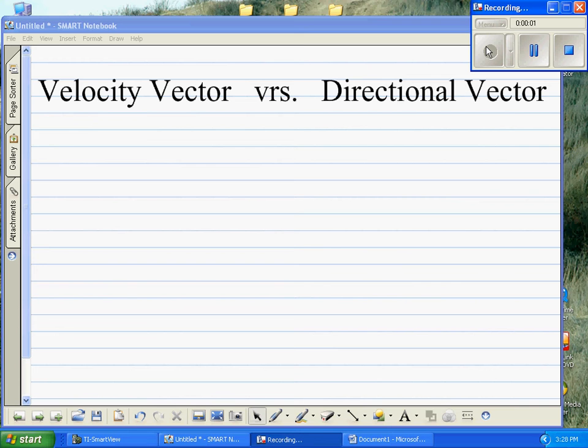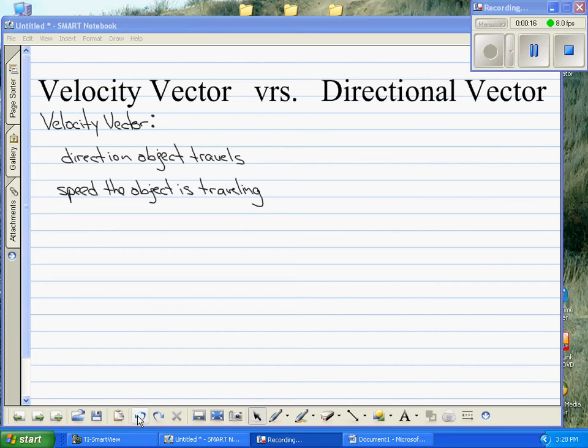The velocity vector versus the directional vector. How these two vectors differ is a little bit confusing, so let's first define both of them. The velocity vector gives me two things. It gives me the direction an object travels, and it also gives me the speed the object is traveling. A directional vector gives me the direction the object travels, and that's it. I do not know the speed.